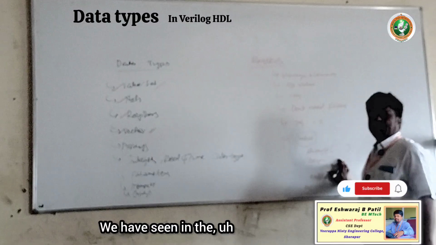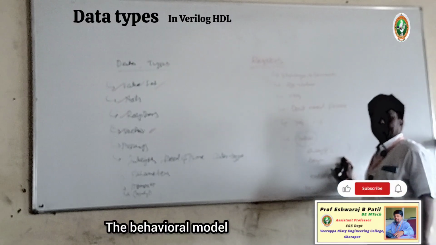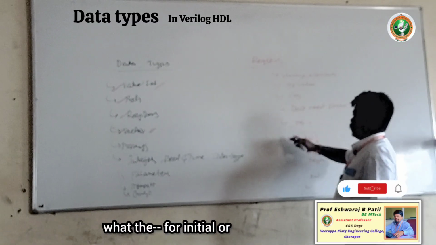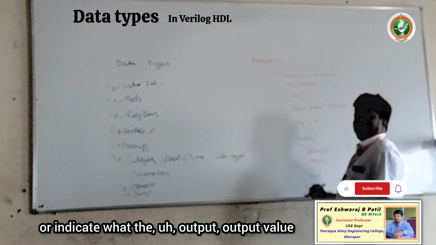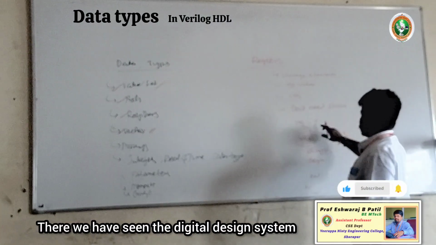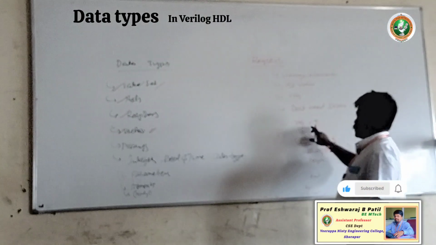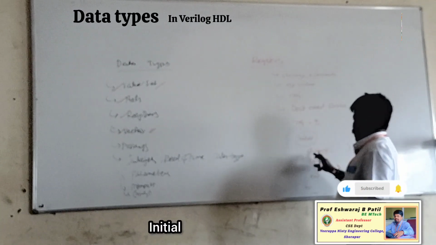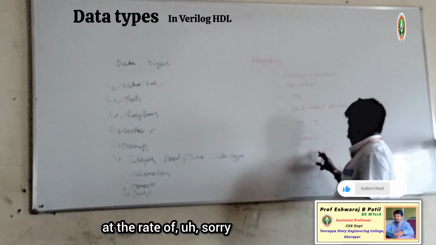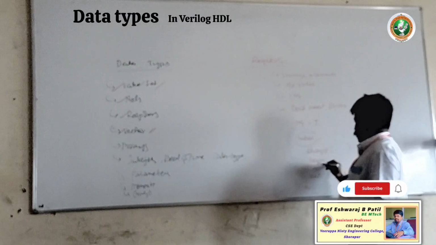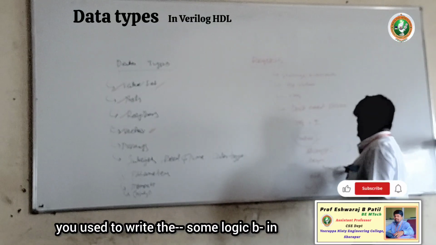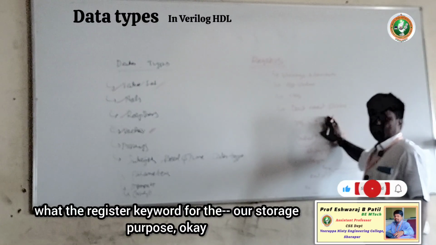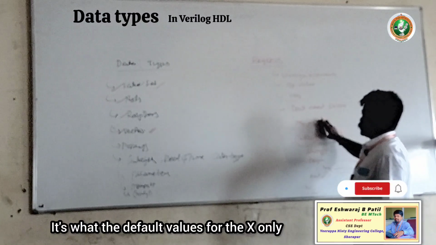We have seen this when writing a program with the behavioral model. There we use the register to indicate the output value. In the digital design, y was the output there. Register equals y, inputs are a b c d. After writing initial, you can write always at the rate. Either of the two you can use. Then you have to write begin, and write some logic between begin and end. This is using the register keyword for our storage purpose. Okay, its default value is x only.